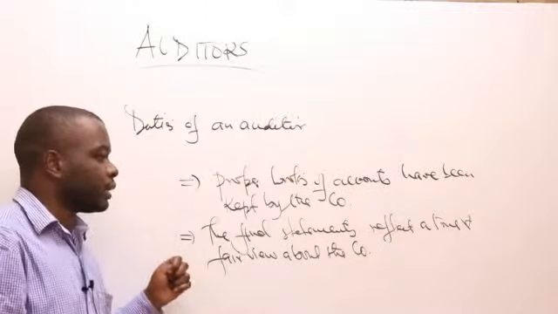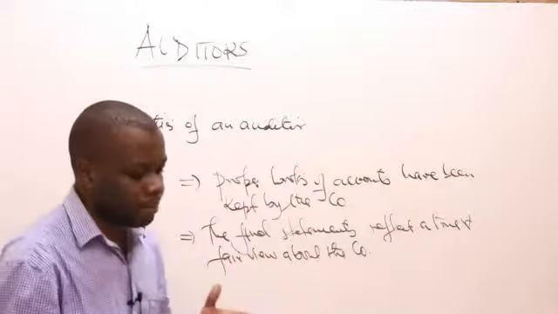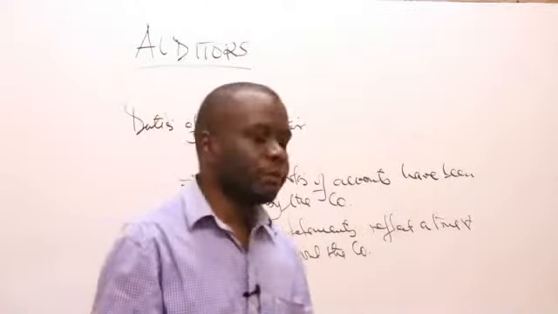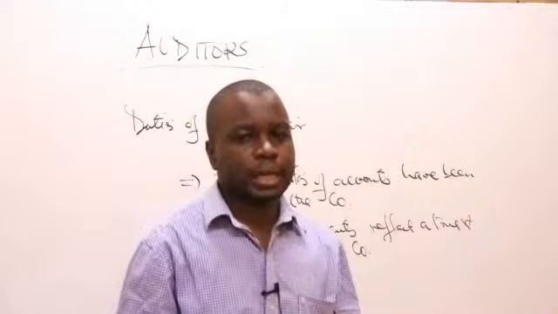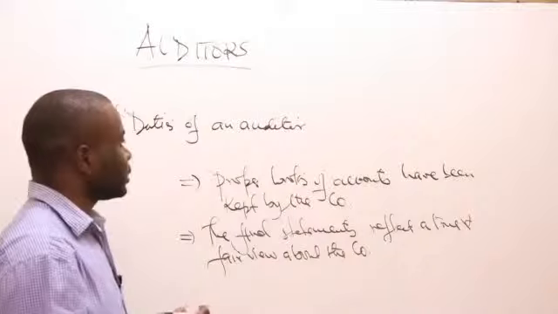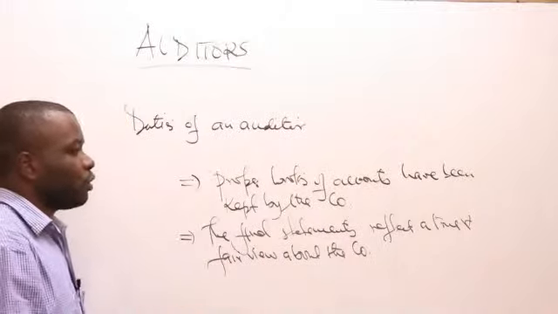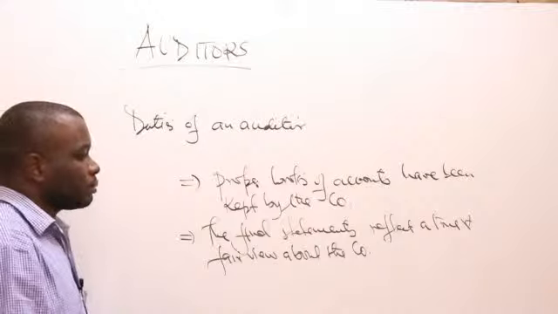Because if he doesn't have the right to access this particular information, then of course he could end up issuing what is known as a qualified report about the company, or the books of accounts of the company. A qualified report basically means it's not a good report about the statements or the accounts of the company. In such a case, it means that there's a problem.